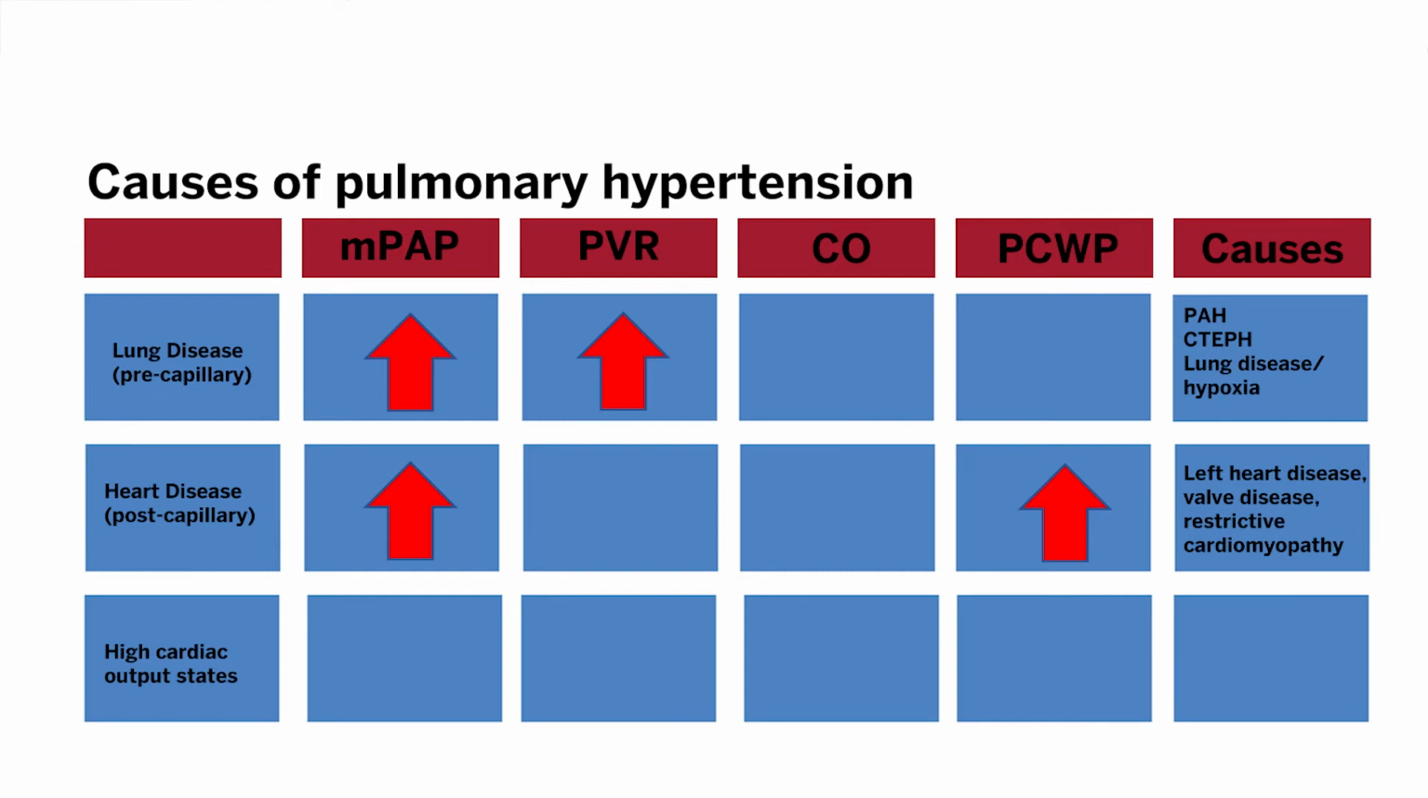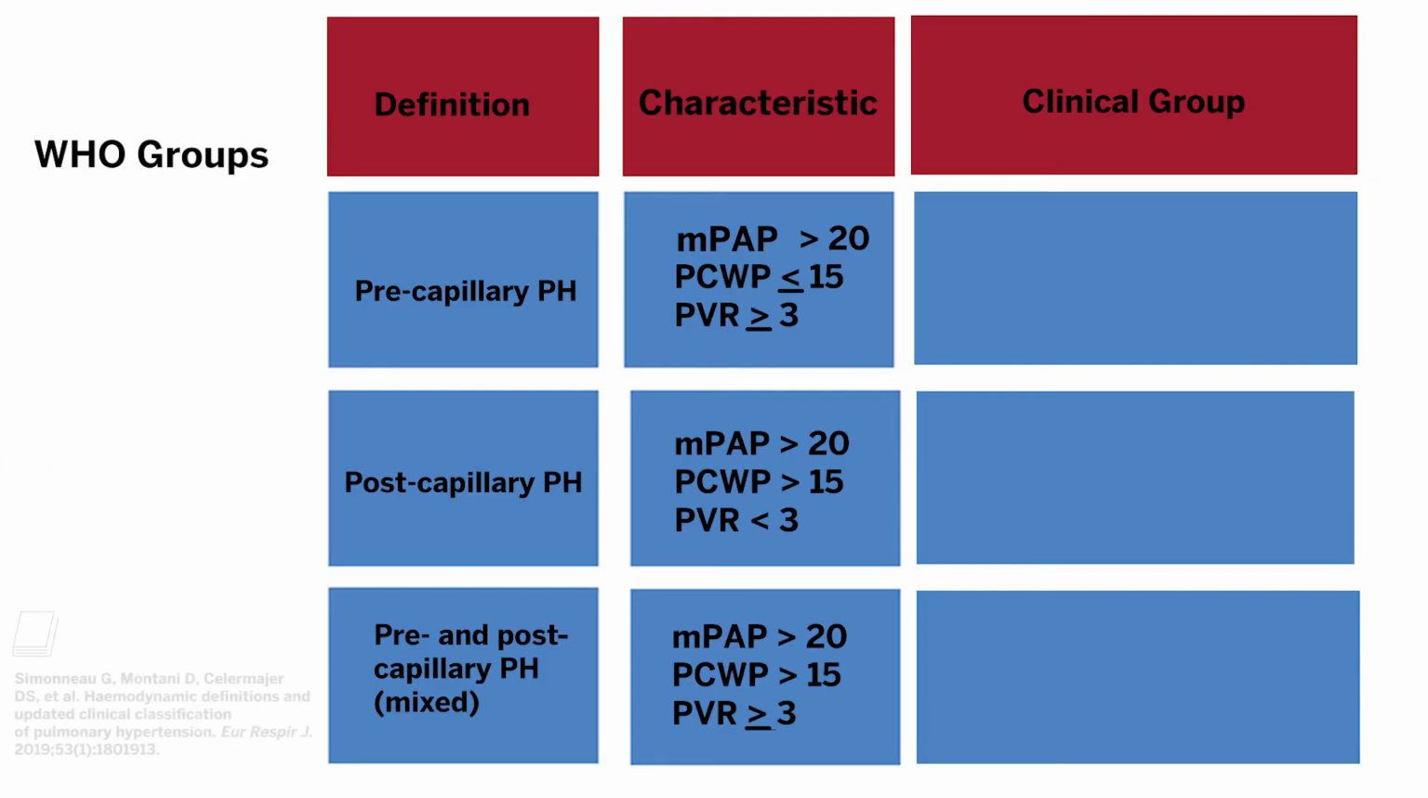Finally, we think about states in which there's an elevated cardiac output. So this would be people that have not only elevated mean pulmonary artery pressures, but an elevated cardiac output. As you see, causes of this could be cirrhosis, an arterial venous fistula, or thiamine deficiency. So the equation for how you define an elevated mean pulmonary artery pressure, when you break it down by its components, helps you to identify potential etiologies that could cause pulmonary hypertension.